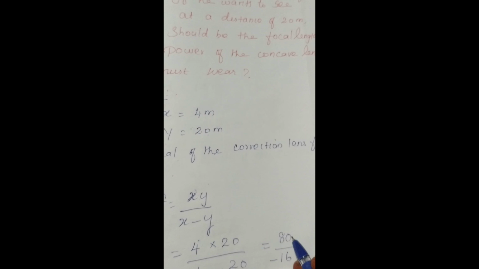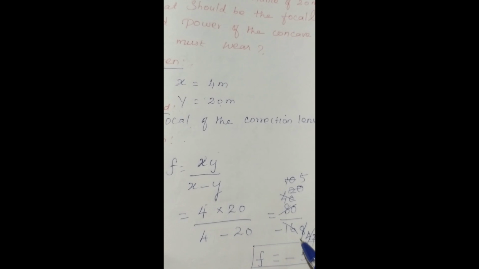Now we can cancel by 2. If we are cancelling, 80 divided by 16, what do we get? 80 becomes 40, 8 2s are 16 becomes 8; 40 becomes 20, 8 becomes 4; again we can cancel, 20 becomes 10, 4 becomes 2; again, 10 becomes 5, 2 becomes 1. So f is equal to minus 5, taking the minus from the denominator.